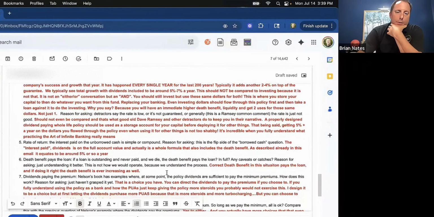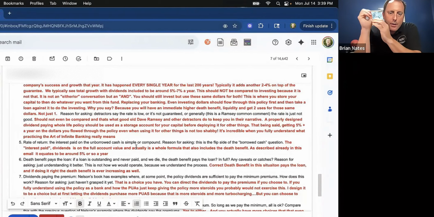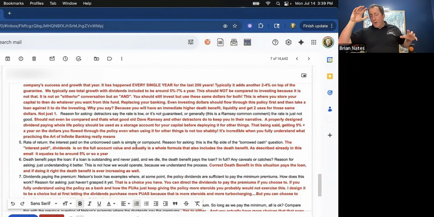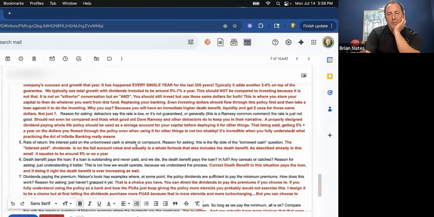The rate of return, the interest paid on the unborrowed cash is simple or compound. The interest paid on the unborrowed, okay, yeah, again, it's on the full amount. It's a whole formula. It also includes the death benefit. It includes contractually. There's a whole formula based on how the dividends are paid. But it equates to typically around 5 to 7% a year. Okay. But the larger the death benefit, also the larger the dividends too, because it's all a formula that the insurance company uses on how they declare your dividend size based on mutual ownership inside the company.